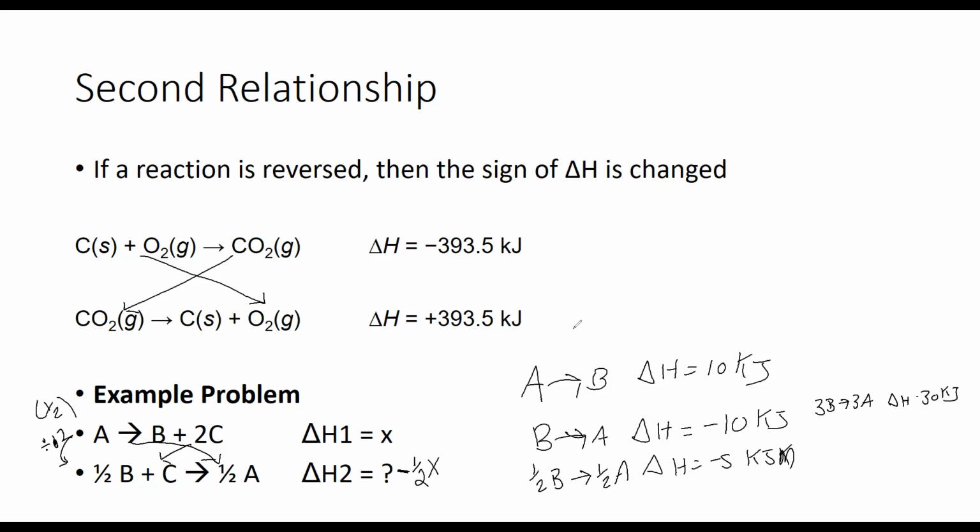Which I have summarized more or less right here. And then you could say like 10A goes to 10B. Delta H is 100 then, 10 times 10.